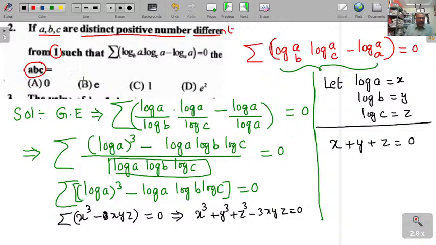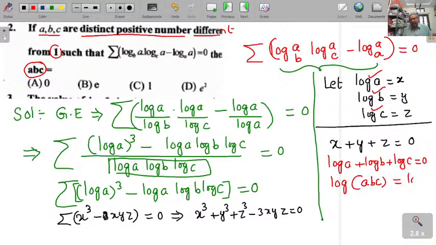So let us replace what is x. X is equal to log A, y is equal to log B, z is equal to log C. So we get log A plus log B plus log C. So using product rule, this can be expressed as a single log, that is logarithm of ABC. This 0 we can write as logarithm of 1 to any base. So ABC must be equal to 1. So our answer is 1, ABC is equal to 1. So that means C is the right option.